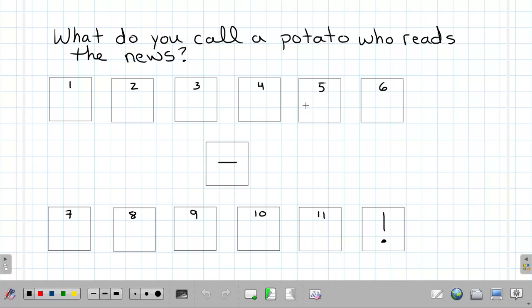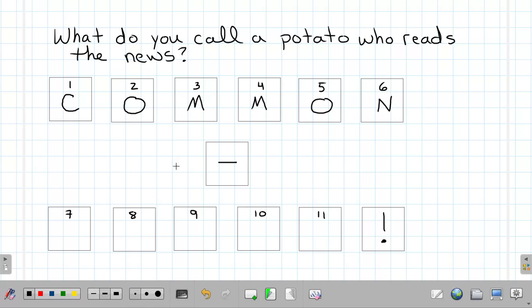So once you solve the equation, the answer to the question, what do you call a potato who reads the news? Well, that means for question number 1, you're going to get the same answer as you got with the question that's labeled C. Question number 2, you're going to get the same answer as the question labeled O. Well, one of the questions labeled O because there's going to be more than one O. Same thing with an M here. So box 3, there goes an M. Box 4, an M. Box 5, another O.